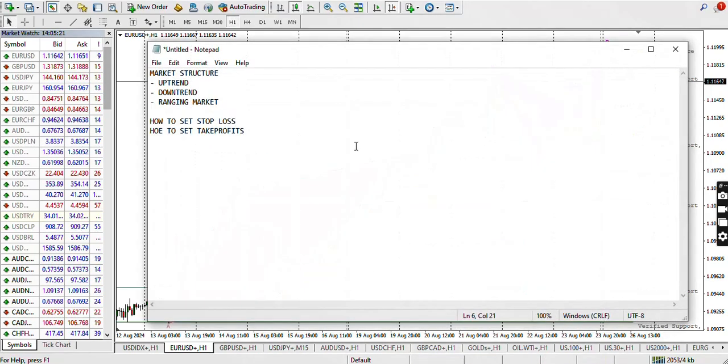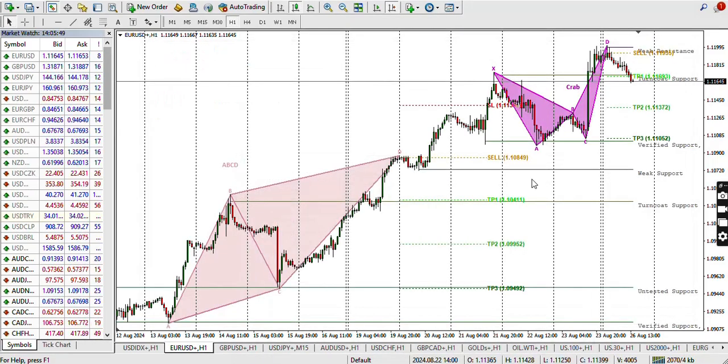There are three major market structures that we actually have in the market. There is another one that I want to add here, which is market consolidation, when the market is consolidating. Some persons refer to that as a ranging market as well, but I like to differentiate them. So we have the uptrending market structure, the downtrend market structure, and then the ranging market and the consolidation market. Without wasting any time, I just want us to go into the market and see.